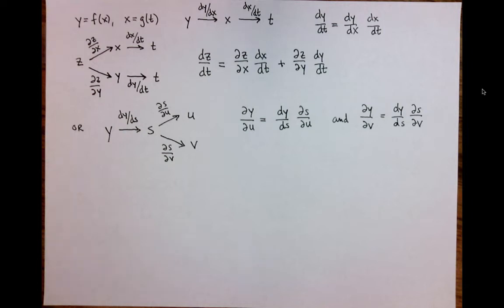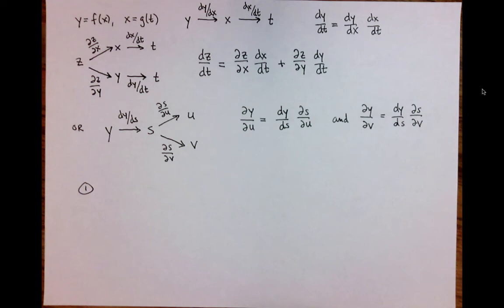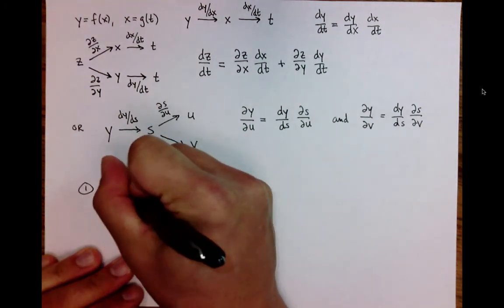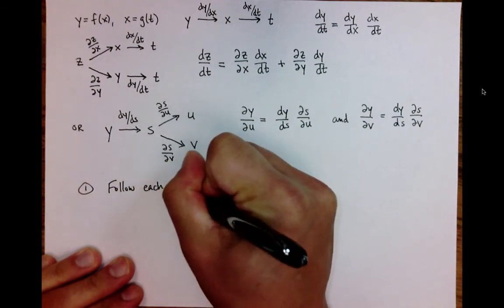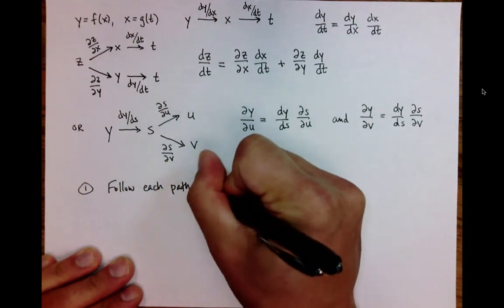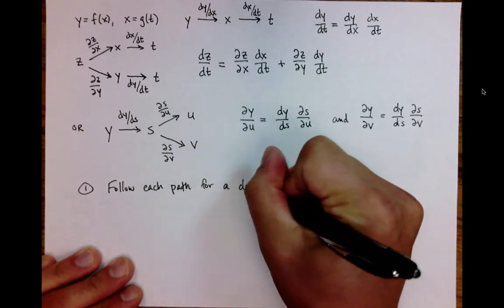So as you can see, because we have so many variables around, I can't say that there is one chain rule. Instead, it's a process. And the process goes like this. You draw these dependency trees, and then you follow each path for a dependent-independent pair.